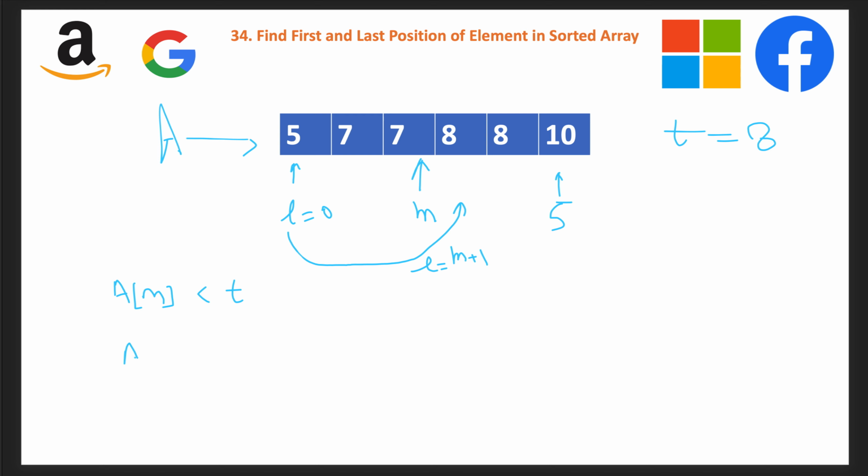Otherwise, if a of m is greater than t, in that case I will update r to m - 1 at every step. Now, the case when we land on the target, where a of m is equal to the target, but we don't know if this is the left-side one or the right-side one. So for finding the leftmost, we will keep the left bias flag as true, and for finding the rightmost, we will keep the left bias flag as false.